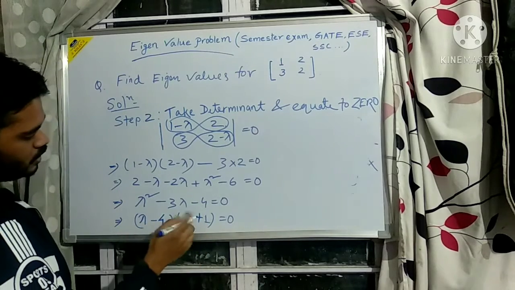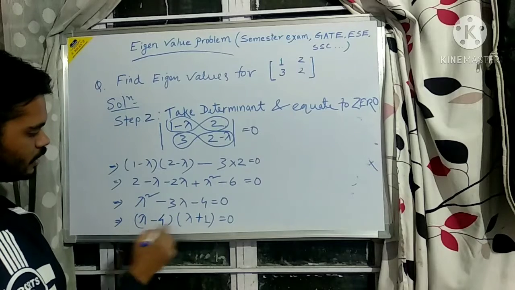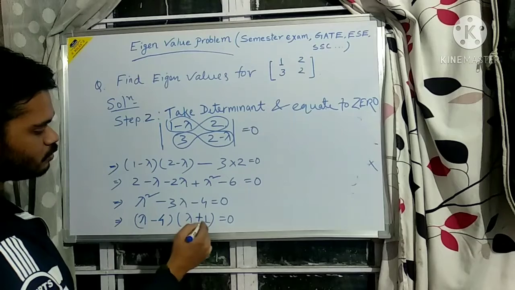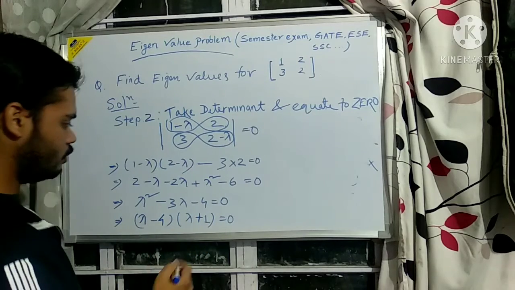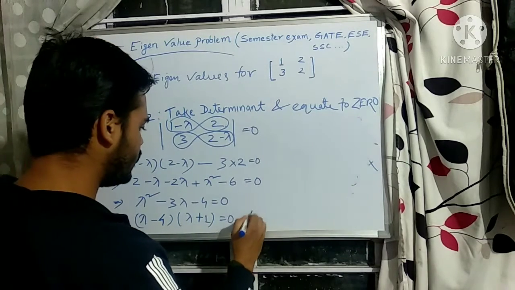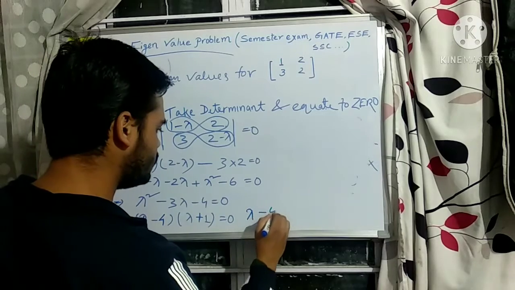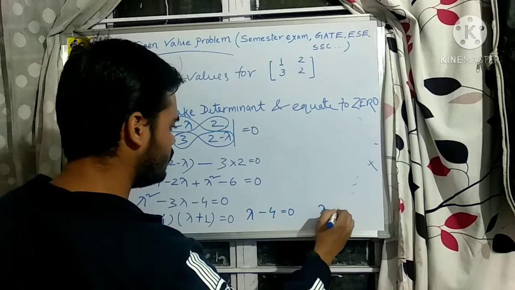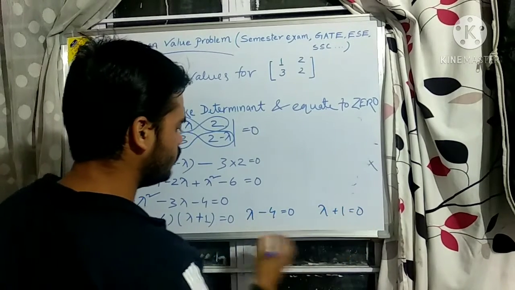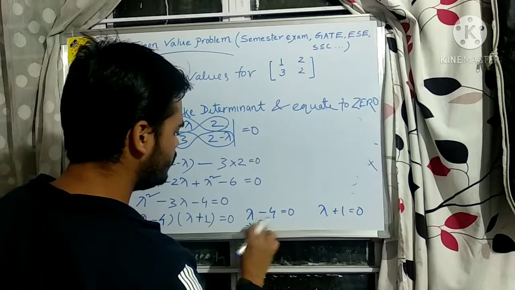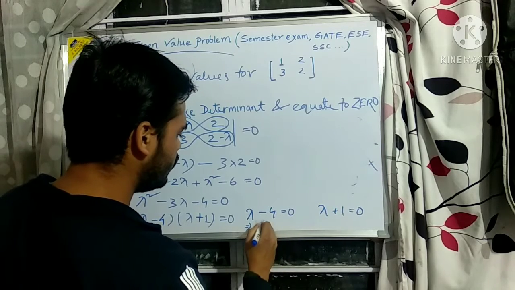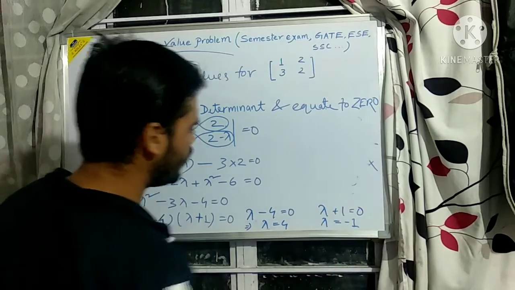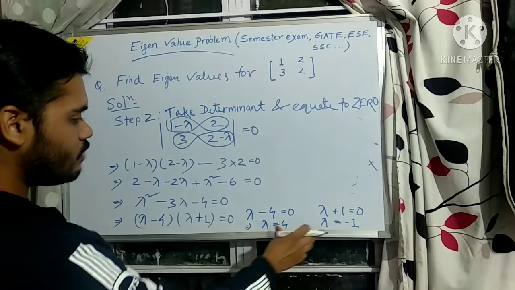You will get this equation again: lambda square plus lambda minus 4 lambda, which is minus 3 lambda, and minus 4 into plus 1, which is simply minus 4. So if you solve this, then you will get lambda minus 4 is equal to 0, right? And lambda plus 1 is equal to 0. So here you will find lambda as 4 and lambda as minus 1. So this is the final result.